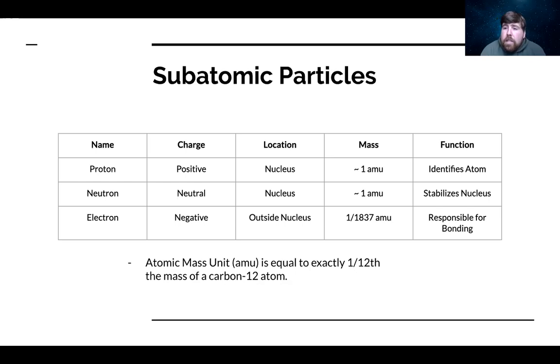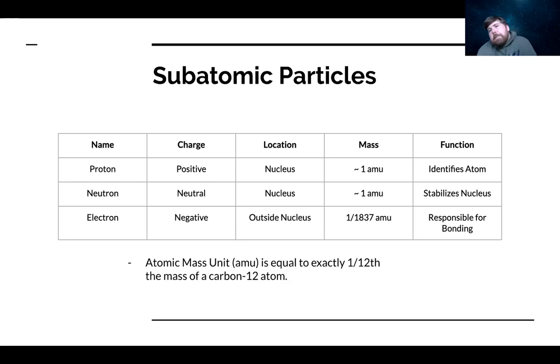The neutrons are the neutrally charged subatomic particles that are also located in the nucleus. They have relatively the same mass as a proton. They are slightly heavier. I think they are 1.008 atomic mass units, AMUs. And their function is to stabilize the nucleus. If you have a bunch of positively charged protons in the same location, the positive charge wants to pull apart. So adding the neutrons helps stabilize the nucleus.